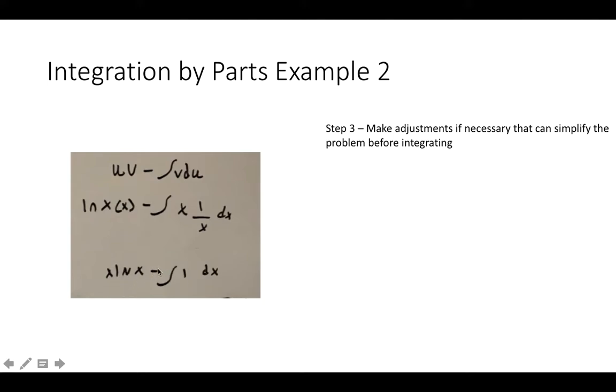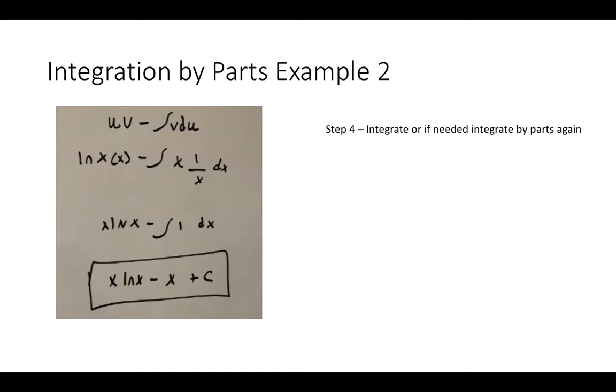Now what are we going to do? Integrate. If we integrate 1, we get x. So this is going to make the answer x times the natural log of x minus x plus c as our answer.